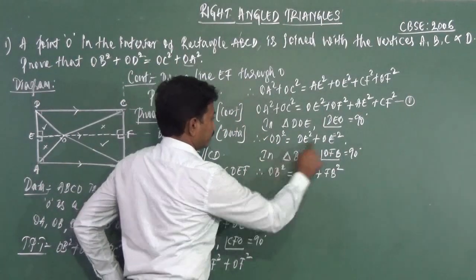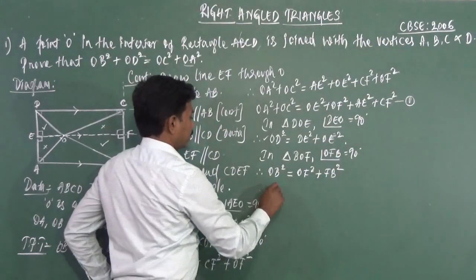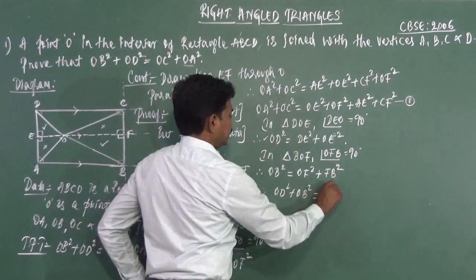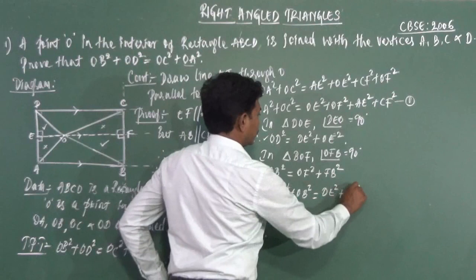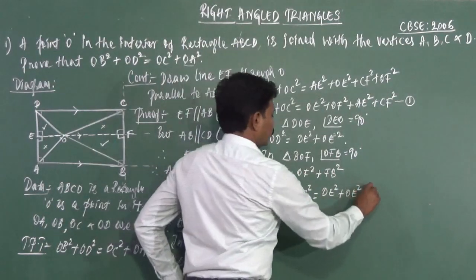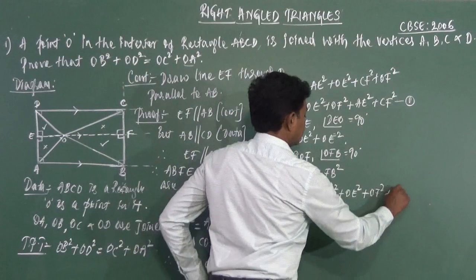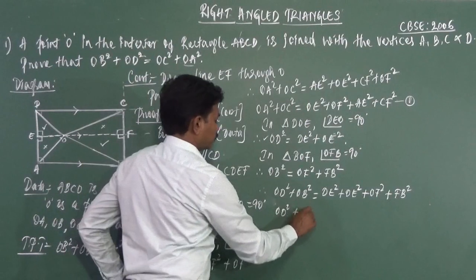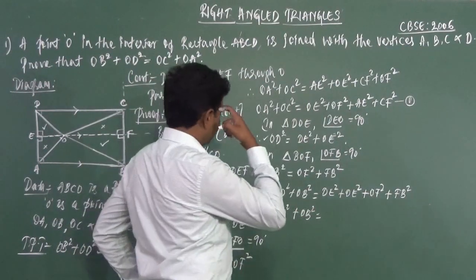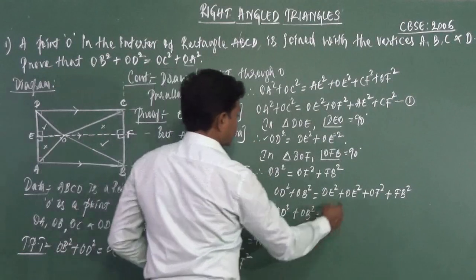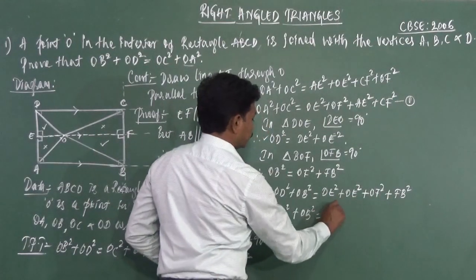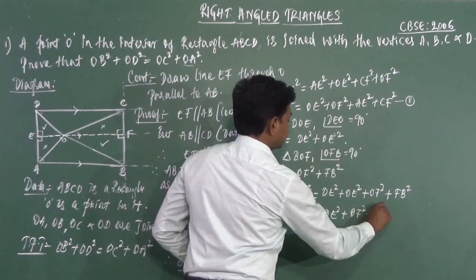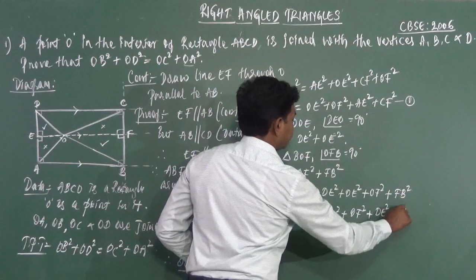So we will add these two equations. OD square plus OB square is equal to DE square plus OE square plus OF square plus FB square. Now we will keep OE square plus OF square as it is, and we will take DE square plus FB square.